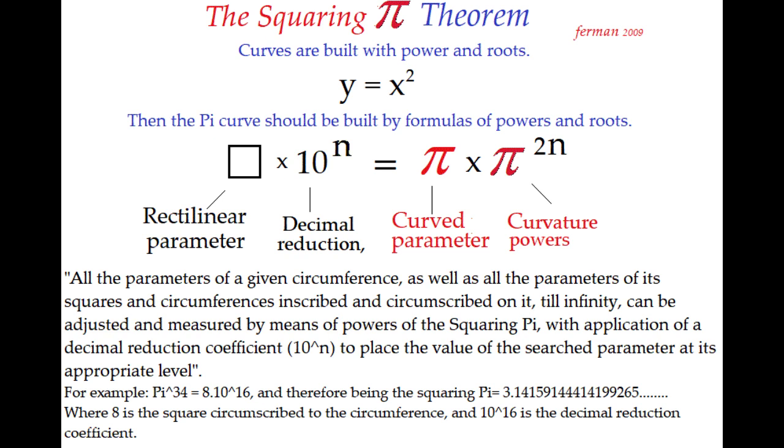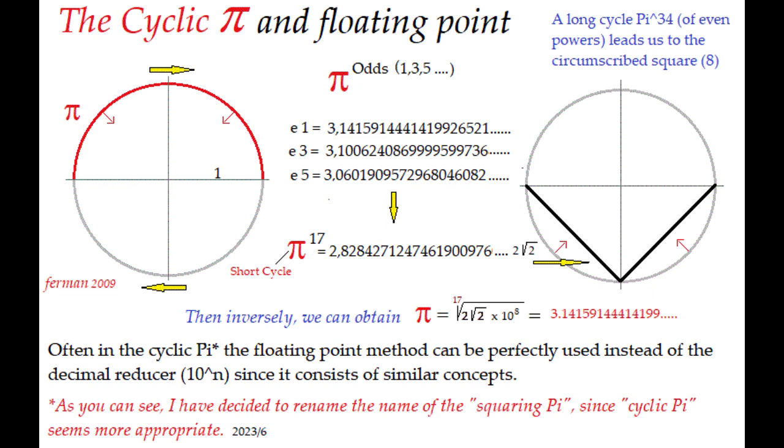For example, pi^34 equals 8 multiplied by 10^16, and therefore, being the squaring pi equals 3.14159144414199265, where 8 is the square circumscribed to the circumference, and 10^16 is the decimal reduction coefficient. First contact with the cyclic pi.